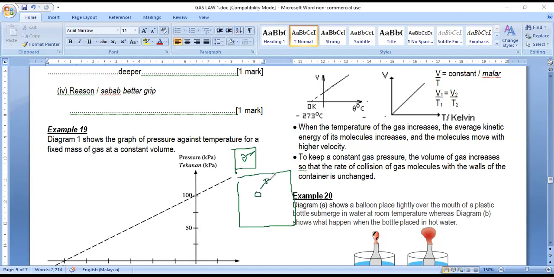So that the molecules hit the container with the same rate compared to this. When the temperature is low, the molecules move at a slower rate, but the distance from the wall is shorter. When the temperature is high, the molecules move faster, but the distance from the wall is further. So the rate of collision becomes the same.